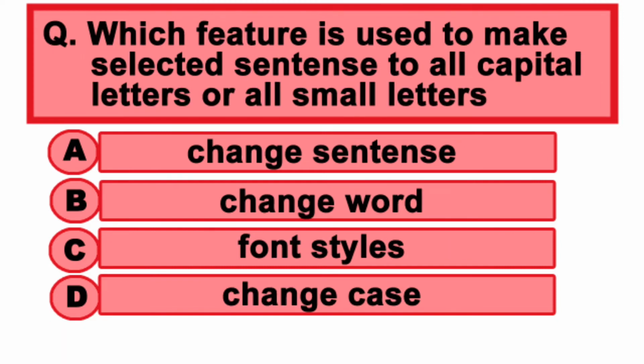Which feature is used to make selected sentence to all capitals or all small letters? The options are A. Change sentence, B. Change word, C. Font style, D. Change case.